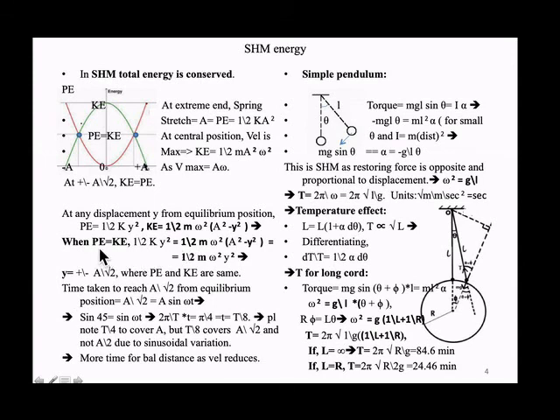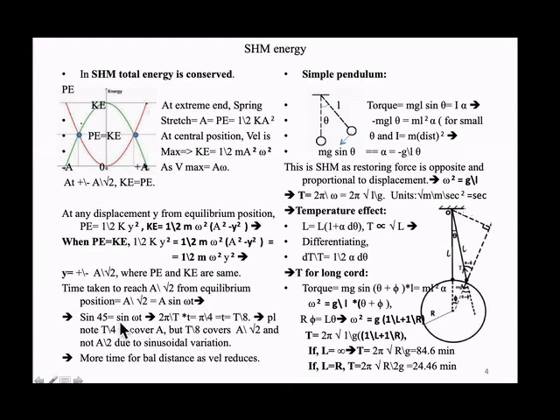So at any point when potential energy is equal to kinetic energy, these two are equal, then what is the y? I am equating. Y is equal to A by root 2. So if this is A from here, then this is A by root 2. Here both potential and kinetic energies are equal.